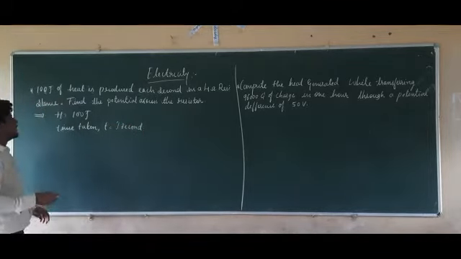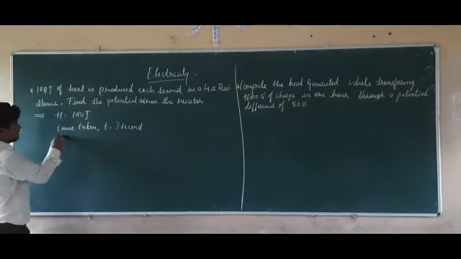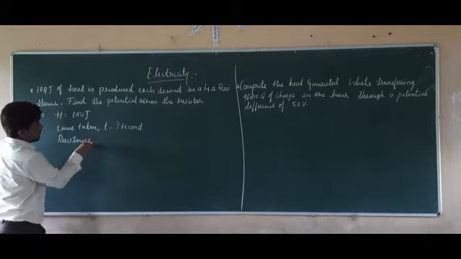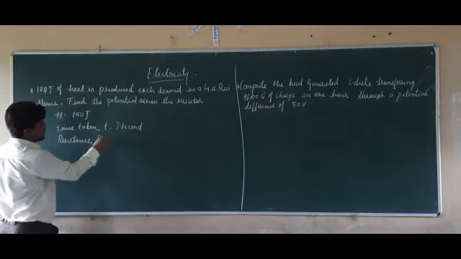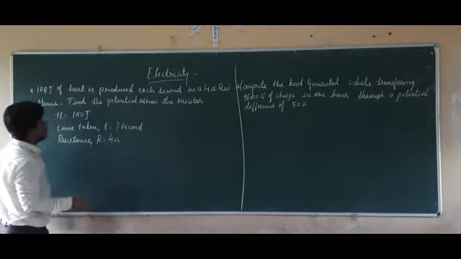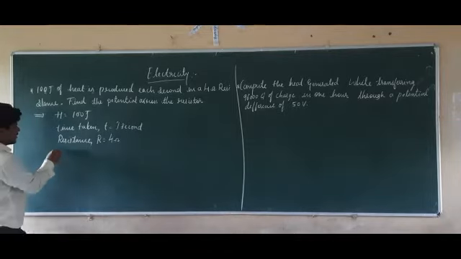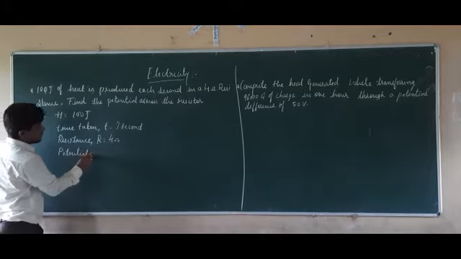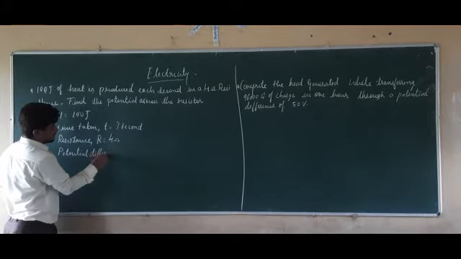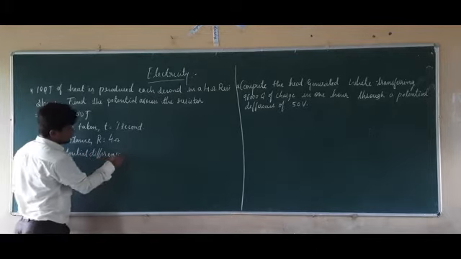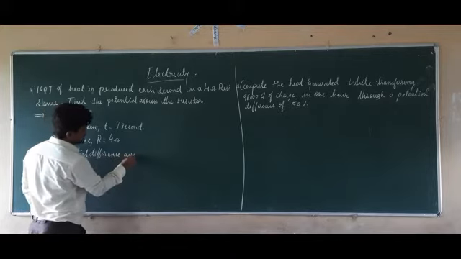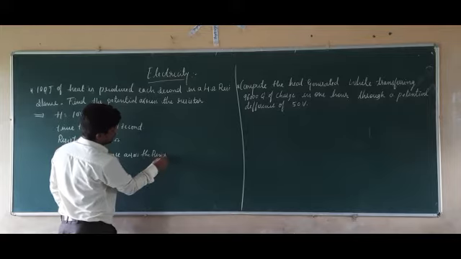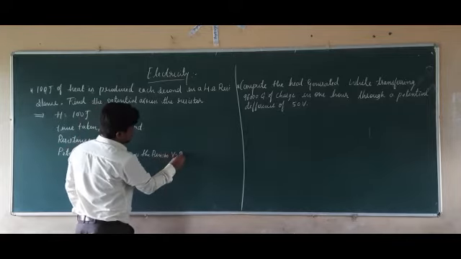And the resistance of the conductor is also given. So what is the resistance here? R is equal to how much? It is given as 4 ohms. So what we have to calculate? We have to calculate the potential difference across the resistor. Let this be V. V is equal to question mark.